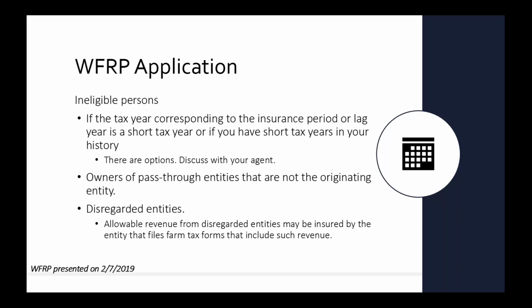Again, it is very important that you discuss your entity structure with your agent if you have any of the situations listed on this screen. If it is determined later in the year that you are not a qualifying person or that your farming operation was ineligible at the intended farm operation reporting date, the policy will be voided and no coverage will be provided. Be sure to discuss this with your agent if you have any questions.